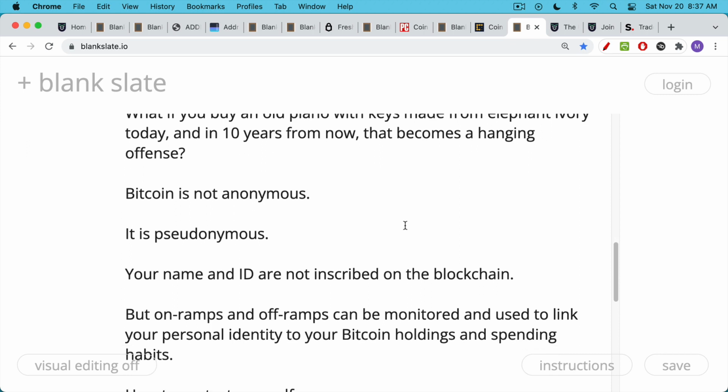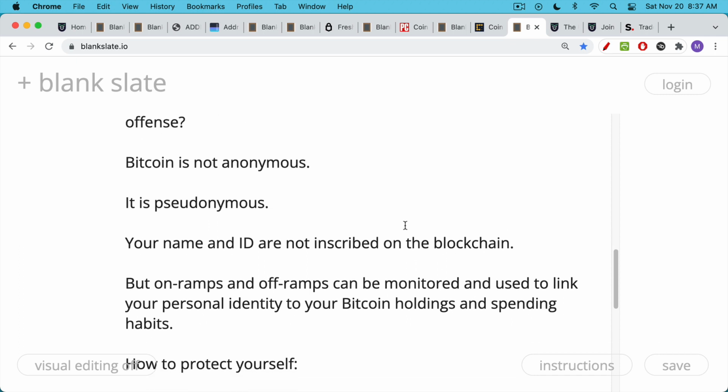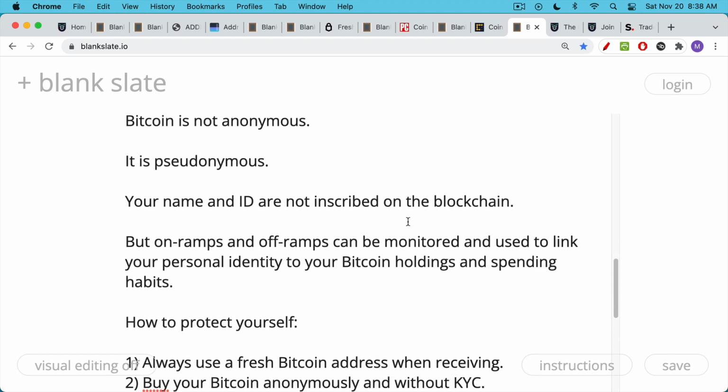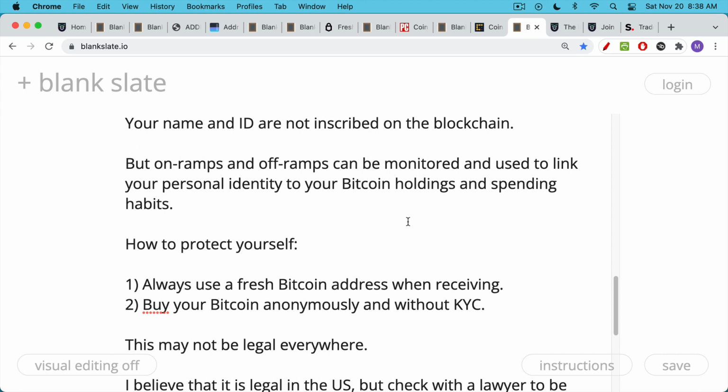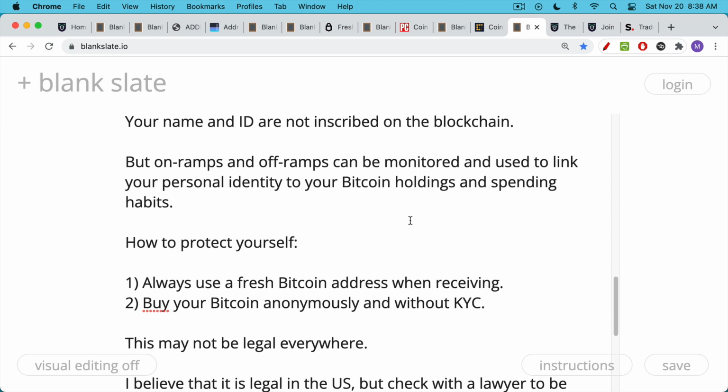The on-ramps and off-ramps of exchanges are monitored using KYC, and they are used to link your personal identity to your Bitcoin holdings and spending habits. So the main ways you can protect yourself: always use a fresh Bitcoin address when receiving. If you use a wallet that allows you to label these transactions, that's even better, so you can remember where they came from. That's something I need to talk a little bit more about on this channel.